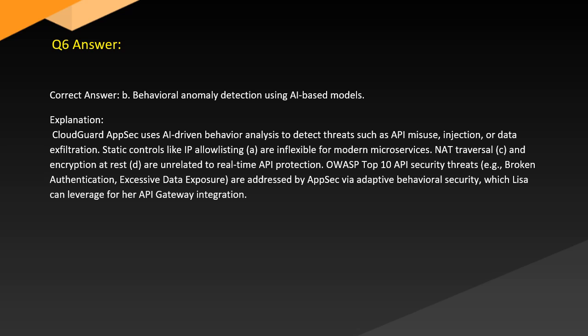Static controls like IP allow listing (A) are inflexible for modern microservices. NAT traversal (C) and encryption at rest (D) are unrelated to real-time API protection. OWASP top 10 API security threats, e.g. broken authentication and excessive data exposure, are addressed by AppSec via adaptive behavioral security, which Lisa can leverage for her API gateway integration.